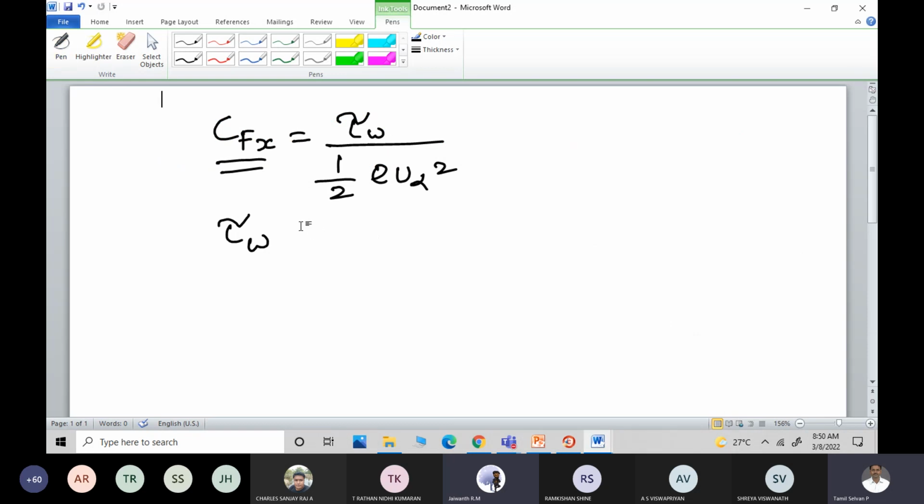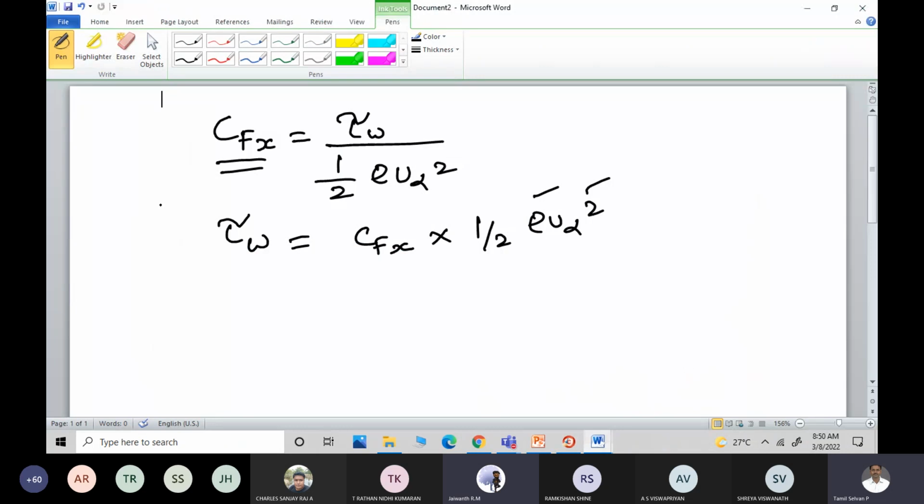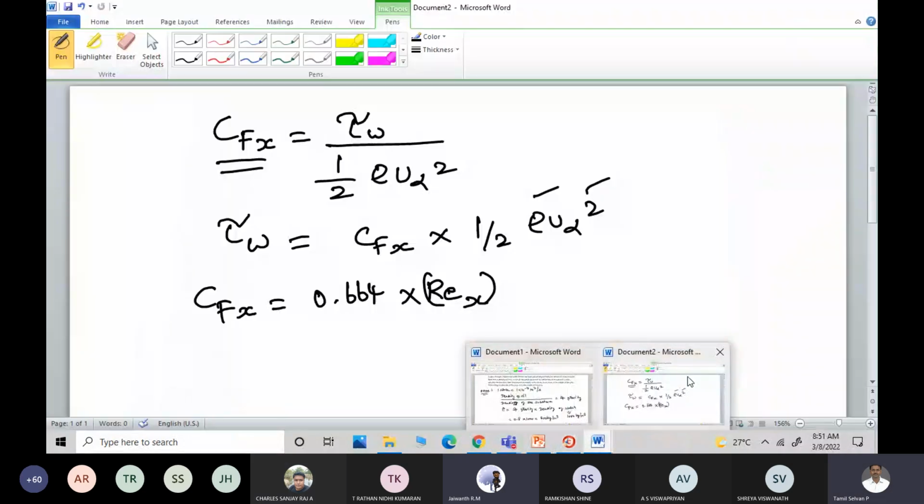Okay, so tau w will be equal to Cfx into half rho u infinity squared. We know the density and the velocity, but we don't know Cfx. So to get that Cfx, we should use this: Cfx is equal to 0.664 into Reynolds number at x, whole power minus 0.5. That formula we have to use. Minus 0.5, yeah, that's fine.